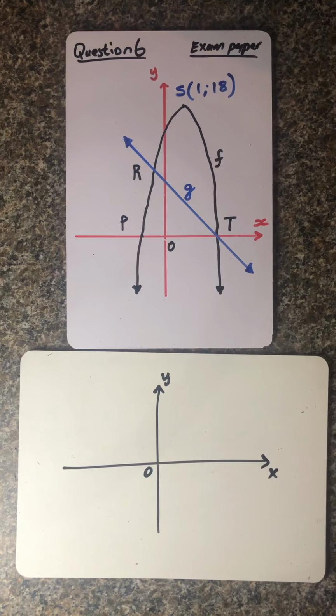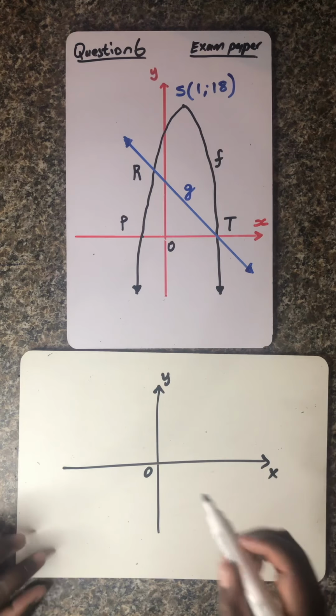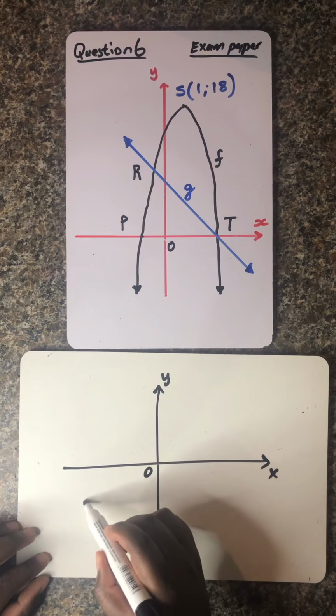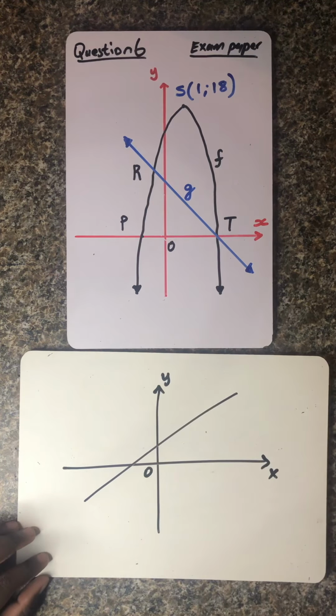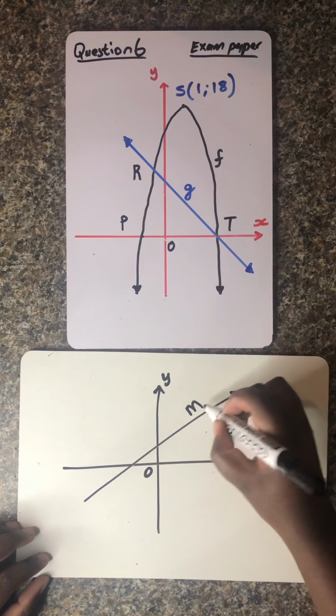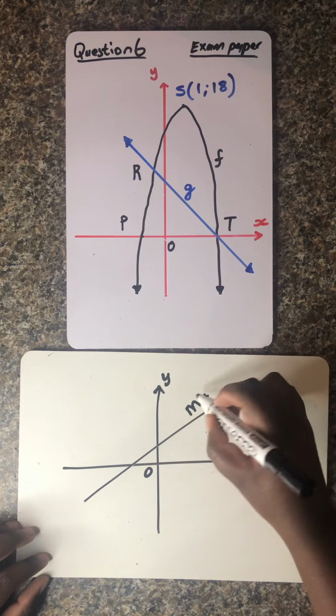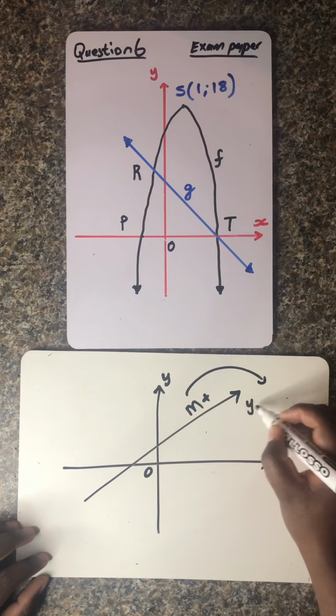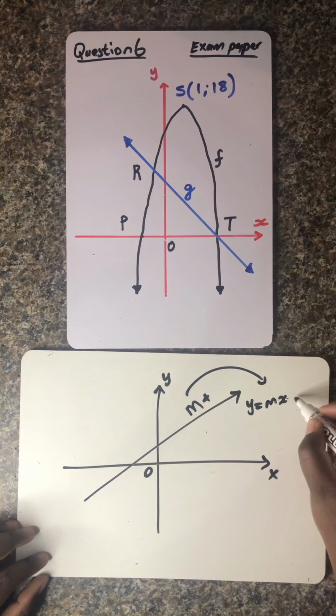combined with a parabola. Ladies and gentlemen, if you have got a straight line in that direction, what I want you to notice is that m is positive. What is m, guys? m is the gradient.